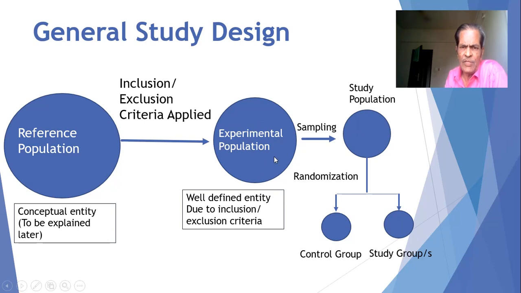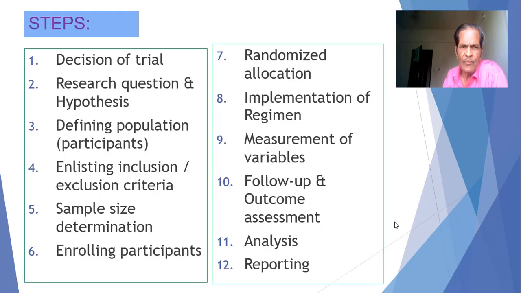From the experimental population, then we draw a sample, the size of which will depend on the statistical advice. Because of the sampling, we get what we call a study population or the study group of individuals. This is then divided into control group and study group. There could be more than one study group, and the process by which the study population or experimental population is divided into control group and the study group or groups is called randomization.